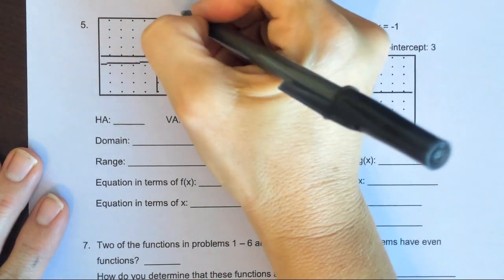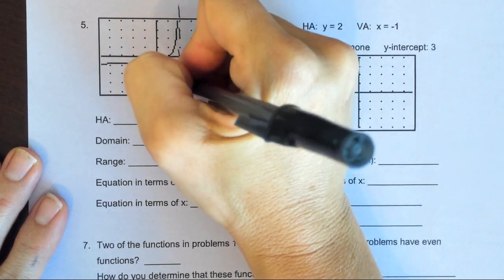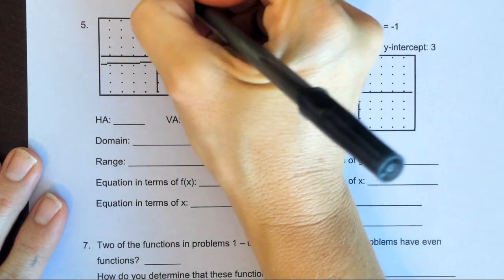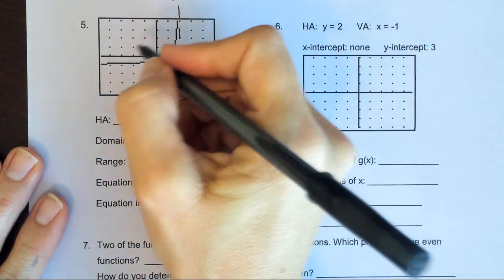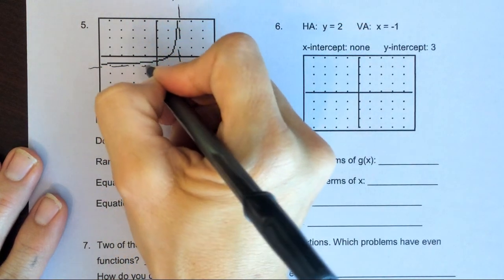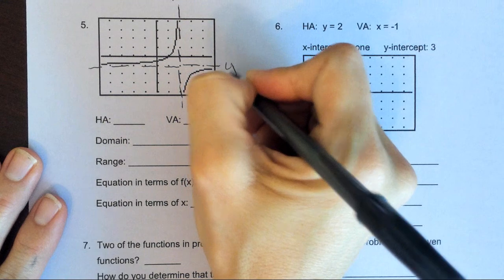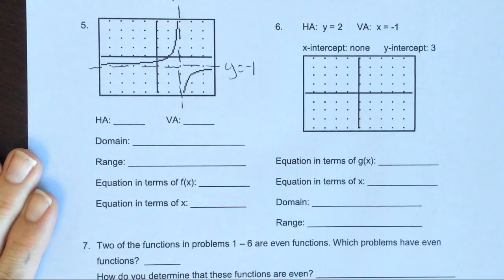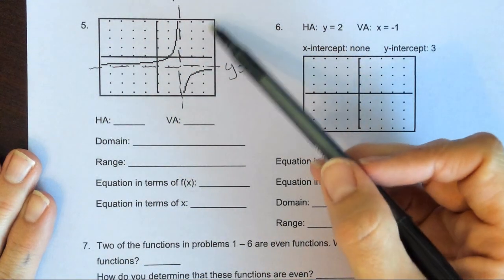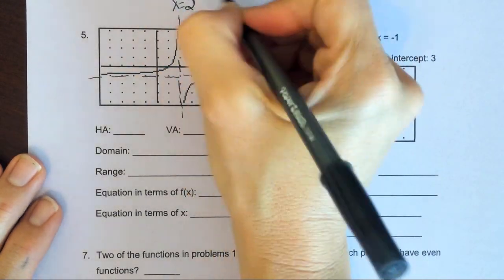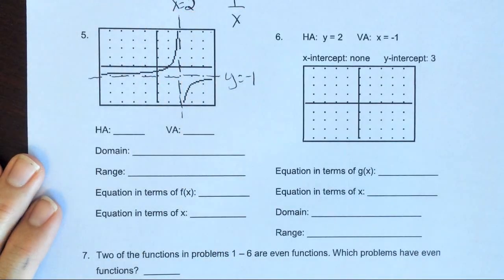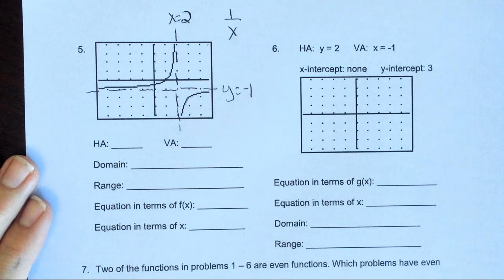So on number 5, hopefully you've tried it now. I can tell that I went to the right 2, x equals 2. And I can tell that I went down 1, y equals -1. Okay, I also can tell by looking at this that this is the 1 over x function. And now that I have that label, everything should pretty much come together.